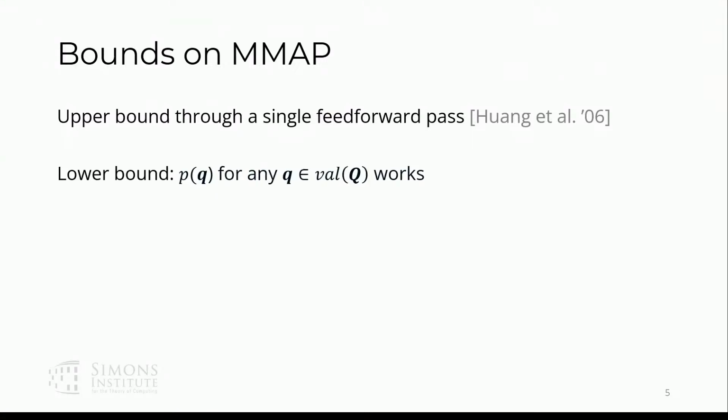And then as for lower bound, because this is a maximization problem, you can just choose any assignment Q and then use its marginal probability as a lower bound. So in practice, for example, you can compute the full assignment at MPE, just take the assignments to the query variables, and that tends to work okay as a starting lower bound.